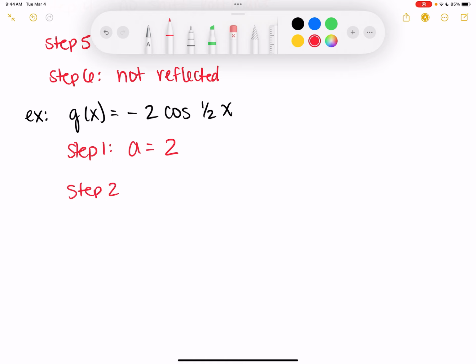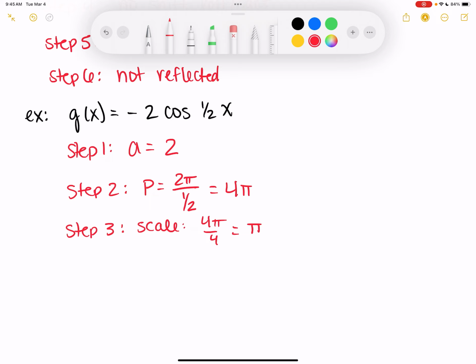All right, step 2, what do I do now? P equals 2 pi over 1/2. What is it equal to? 4 pi, keep, change, flip. So then scaling, this one should be nice and easy. 4 pi over 4, which is pi. So that means that my x-axis is being counted as pi, 2 pi, 3 pi, 4 pi. Okay, that gets me out one full cycle.